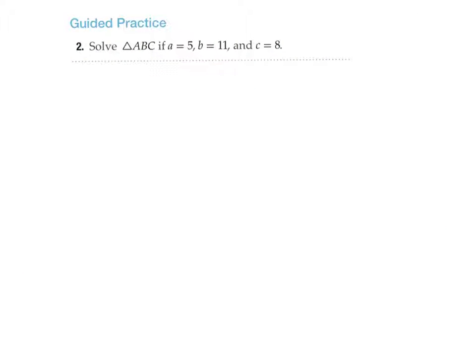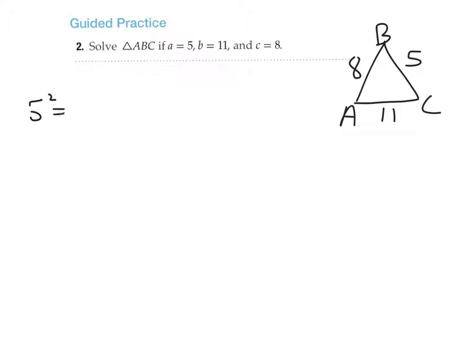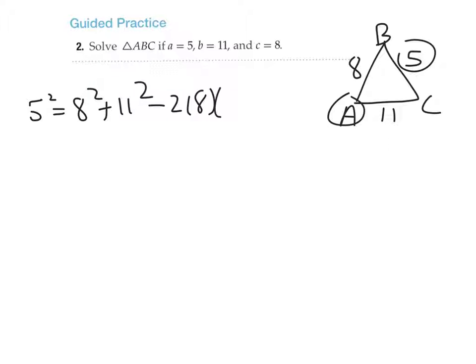To start off for this problem, as always, when it's not there, I would draw my triangle, and I'm going to go A, B, C, and fill in the blanks. Across from A is 5, across from B is 11, and across from C is 8. So it's all three sides, no angles. So I'm going to use the law of cosines. So I'm going to take 5 squared equals 8 squared plus 11 squared minus 2 times 8 times 11 cosine of A.